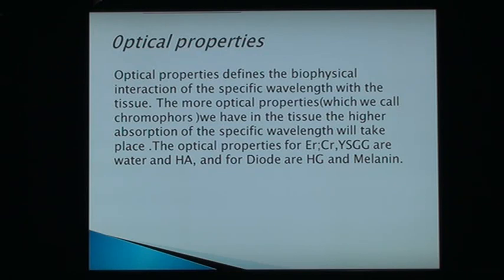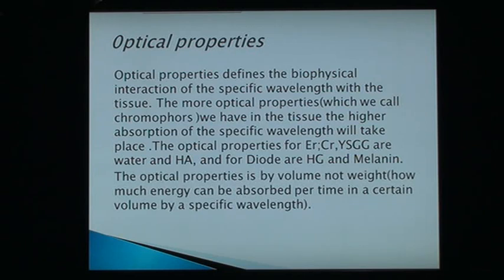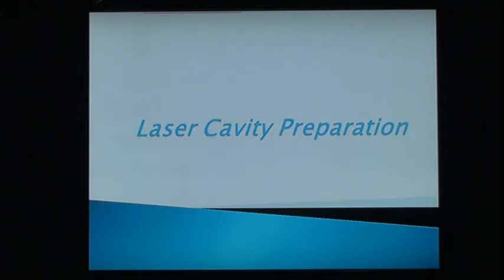The optical properties for erbium chromium YSGG and erbium YAG are water and hydroxyapatite. And for diode, they are hemoglobin and melanin. Optical properties is by volume, not weight. So how much energy can be absorbed per time in a certain volume by a specific wavelength.